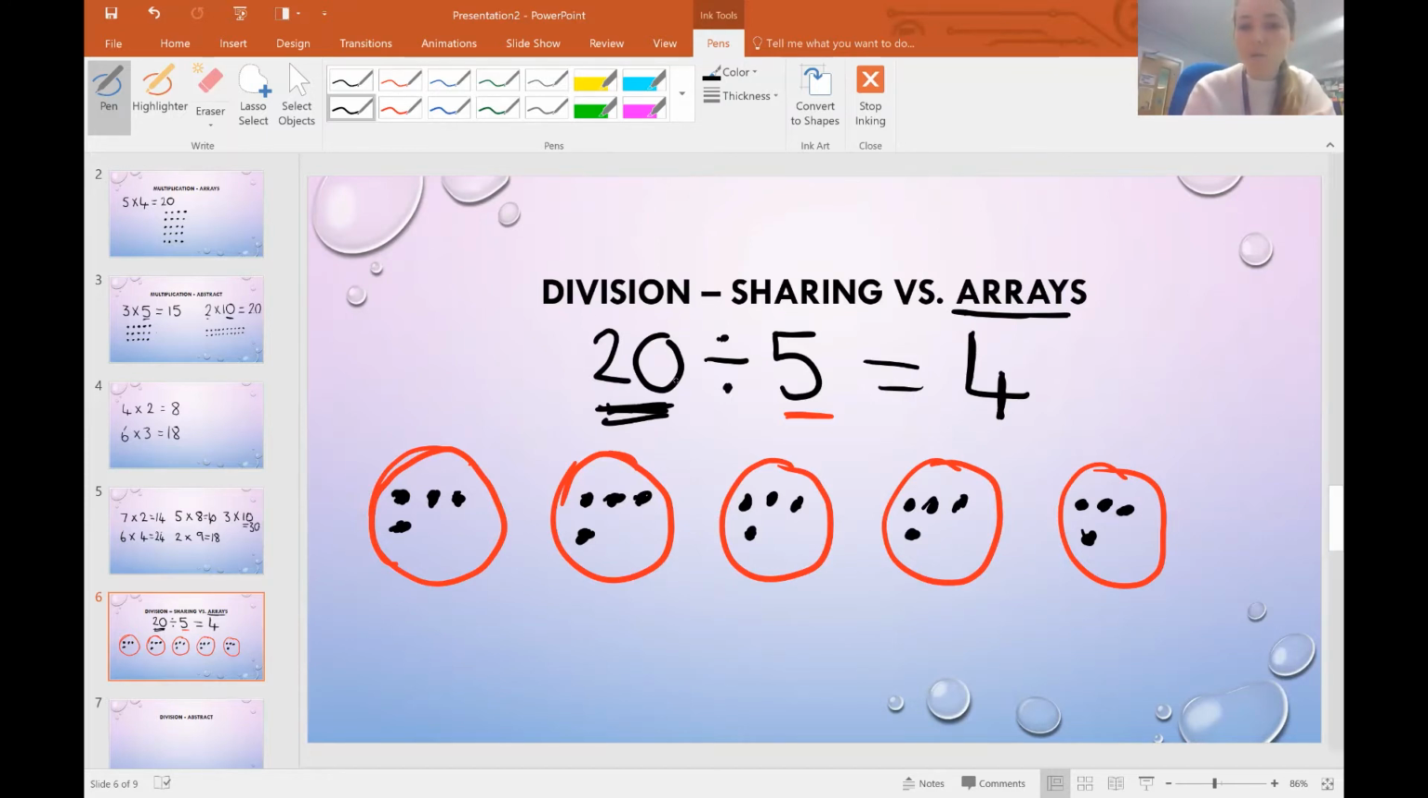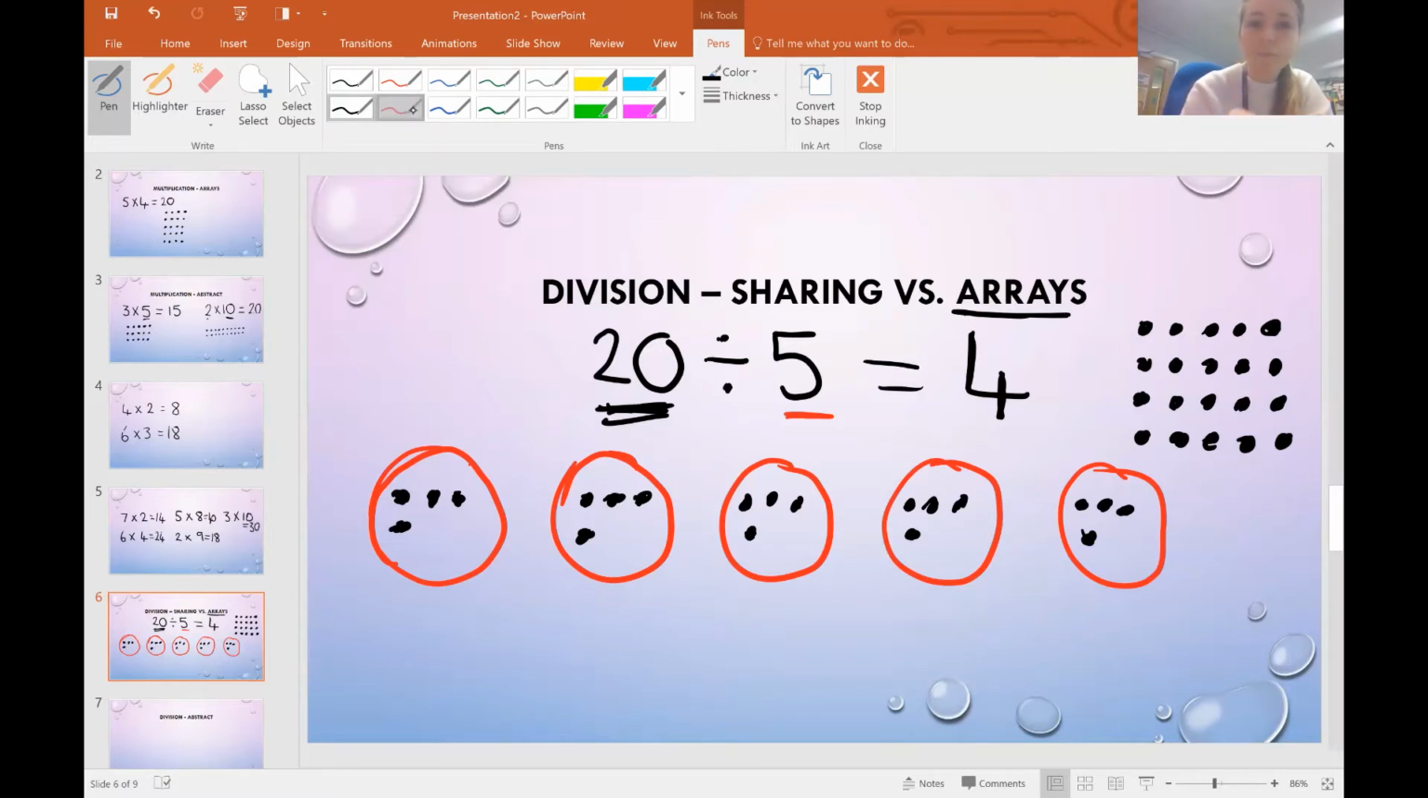So we need to draw out 20 in an array, okay? So if we're sharing between 5, we need 5 equal rows, 5 equal groups. So if we draw out 20, 1, 2, 3, 4, 5. I'm sharing between 5, so I'll go up to 5. 6, 7, 8, 9, 10, 11, 12, 13, 14, 15, 16, 17, 18, 19, 20. Okay, so in my array now, I have got 20 and I have split them equally into 5 groups.